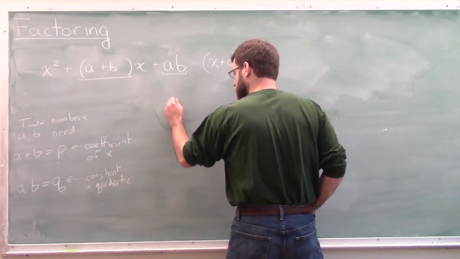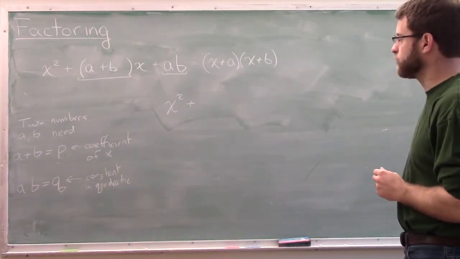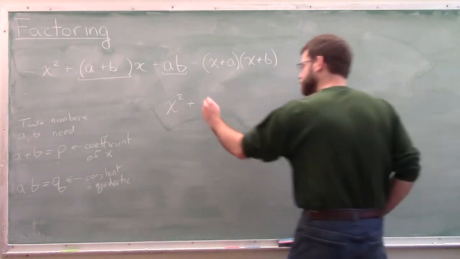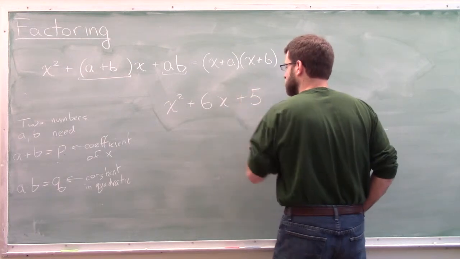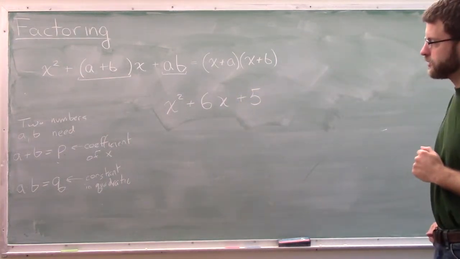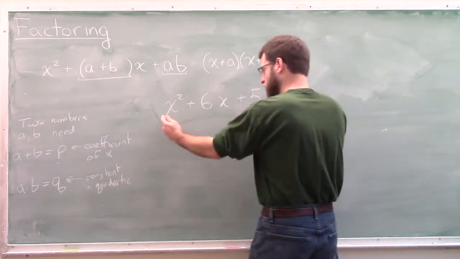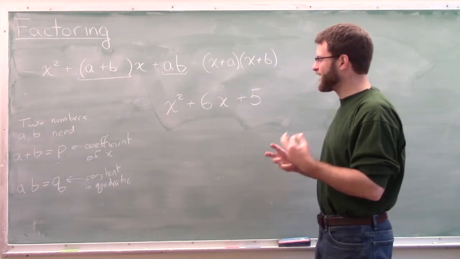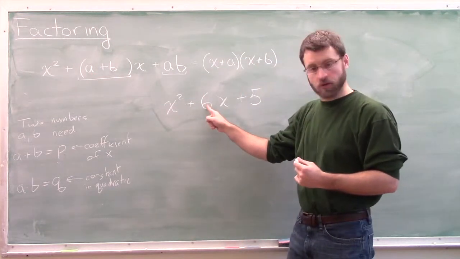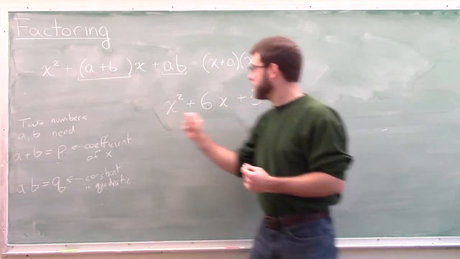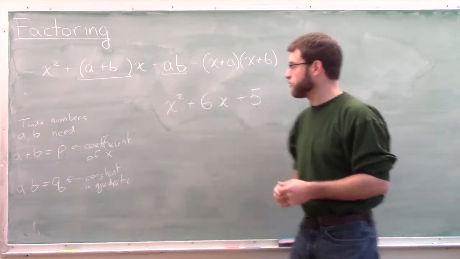Let's look at x squared plus, let's pick a good one, how about 6x plus 5? Okay? So our job now, when we look at this polynomial, is to try and figure out how to choose a and b to match up the coefficient of x with their sum and match up this constant term with their product.